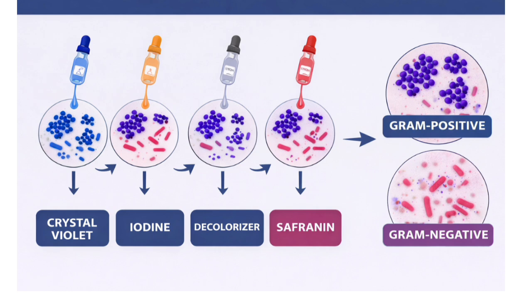The last reagent used is safranin, that is a counterstain. It is a basic red dye. It stains all the decolorized cells. The gram-positive cells already retain the violet color, so they are not affected, but the gram-negative cells will retain this safranin dye and become red in color.